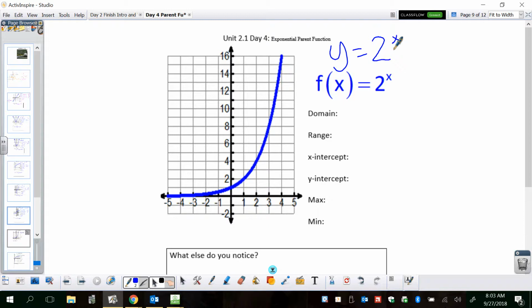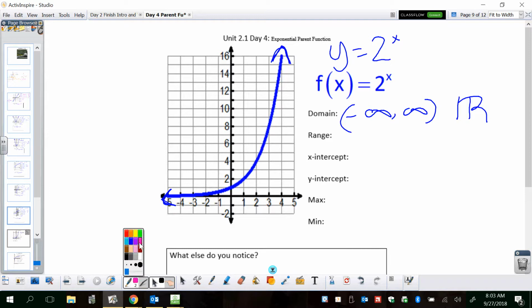Okay, so domain. Does it get wider forever? Okay, yes. So it's going to be negative infinity to infinity. All real numbers. But does the range get wider forever? No. Does this have an asymptote? Yes. What's my asymptote? 0. So it's a horizontal asymptote at y equals 0. I should have written horizontal. At y equals 0.